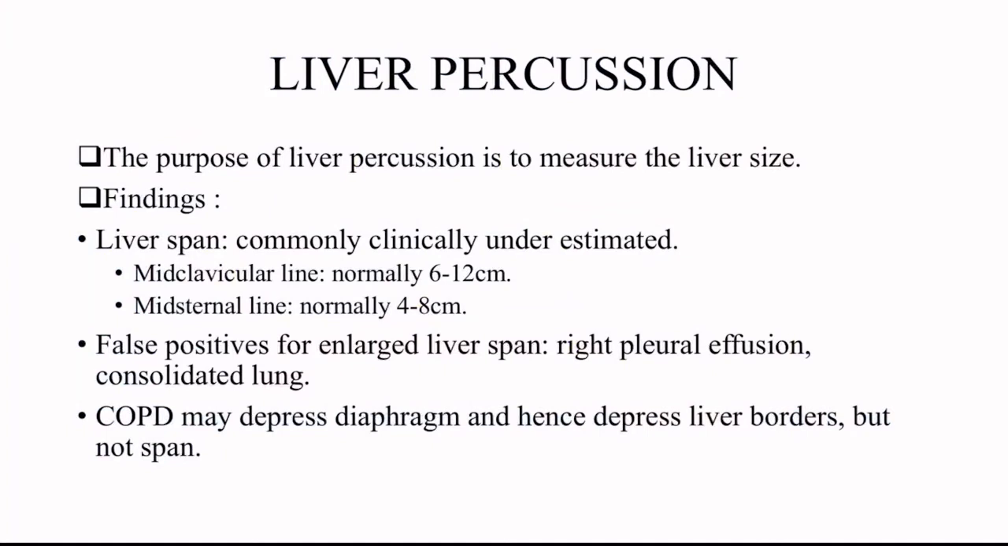Liver percussion. The purpose of liver percussion is to measure the liver size. The finding is the liver span. There are 2 lines, which are the mid-clavicular line and the mid-sternal line. For the mid-clavicular line, it is normally 6 to 12 cm, while for the mid-sternal line, it is normally 4 to 8 cm. Right pleural effusion and consolidated lung give a false positive for enlarged liver span, and COPD, which is chronic obstructive pulmonary disease, may depress the diaphragm, and hence it will depress the liver borders but not the liver span.